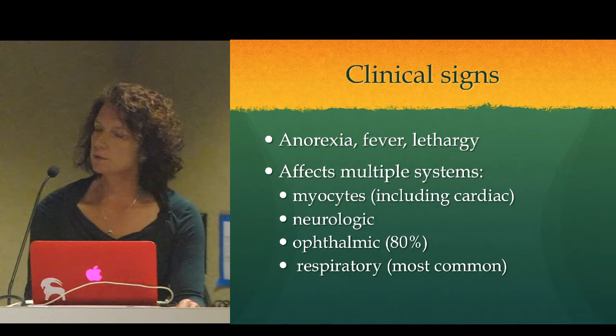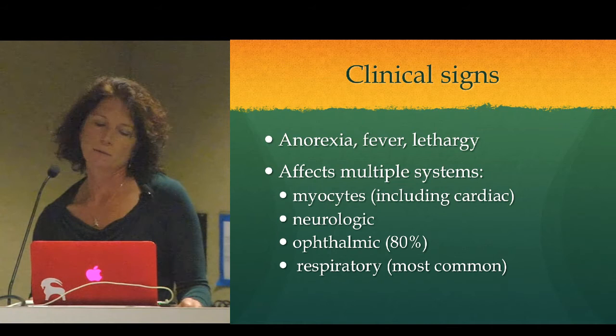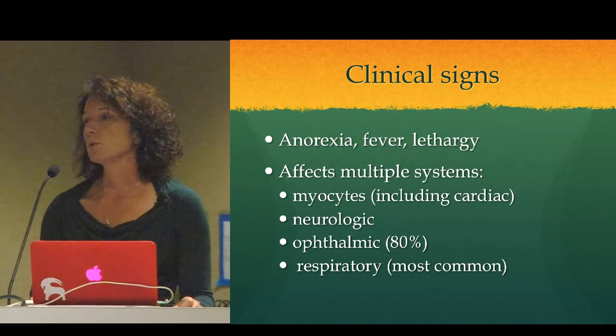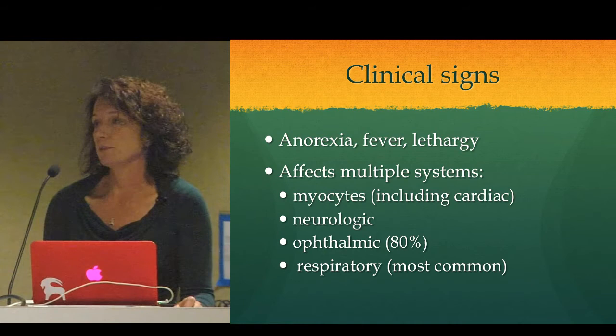Neurologic is what I always tended to think about. So when I learned toxo in vet school, I thought about it as a neurological agent, and if I had a neurological cat to go looking for toxo. Ophthalmic is a big one. So 80% will have ophthalmic lesions with toxo, but the most common presentation is respiratory. So it looks like pneumonia because it is. It's toxoplasma-based pneumonia.